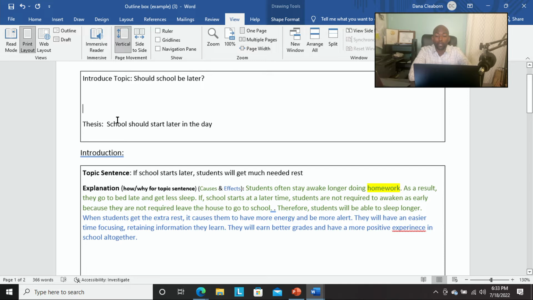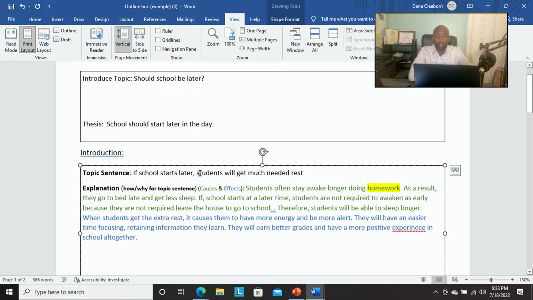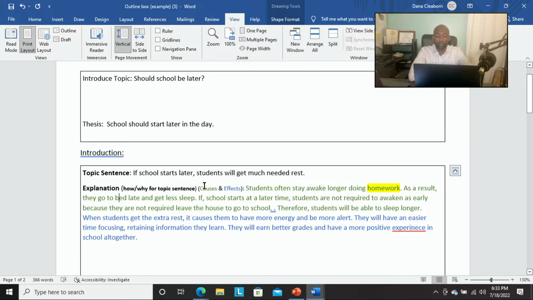Okay, should school start later? Here's my thesis. The thesis supports it. It says school should start later in the day. Okay. All right. And then a topic sentence, which is a reason why. It says if school starts later, students will get much needed rest. So that is a reason why we're saying that school should start later in the day. All right. So we're going to write a body. We've written a body paragraph for this topic sentence. Remember, the topic sentence is the first sentence of the body paragraph.